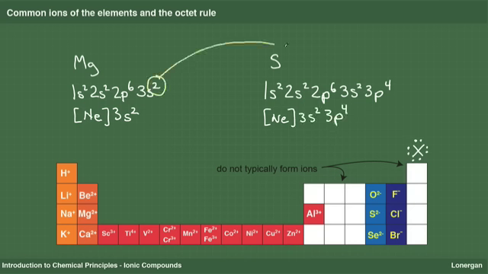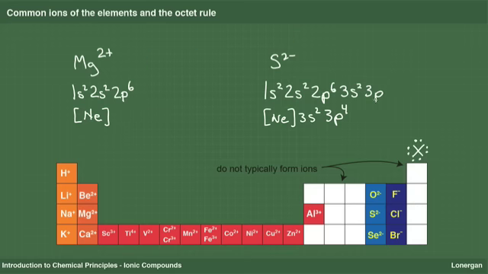Note that if 2 electrons are transferred from the magnesium atom to the sulfur atom, this leaves a 2+ charge on the magnesium and a 2- charge on the sulfur. The resulting electron configurations are [Ne] and [Ne] 3s2, 3p6. Note that both ions now have noble gas configuration, satisfying the octet rule.